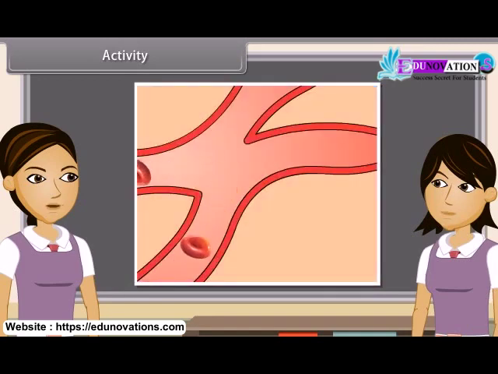Human red blood cells are circular, biconcave and denucleated, and more in number. They have an iron containing conjugated protein called hemoglobin, due to which they are red in color.